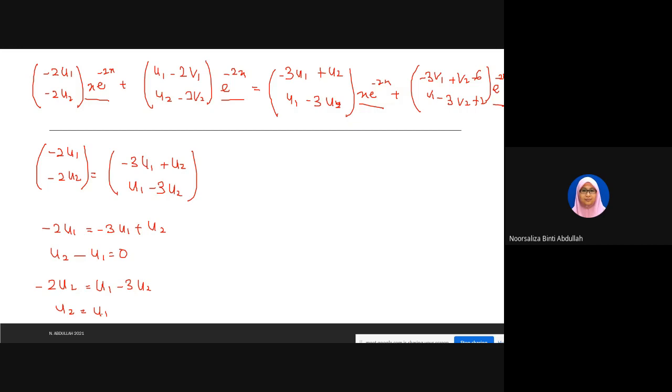Yang V punya. Belum habis lagi. Okay. Belum masuk V lagi. U tak selesai lagi. Ni kita ada ni kan, persamaan ni kan. You have these equations. Okay, then let U1 equals to S. Okay. If U1 equals to S, then U2 equals to what? S. Okay. Then nanti you substitutekan S dekat dalam equation yang satu lagi. Yang ini. Okay, now we compare this one and this one.